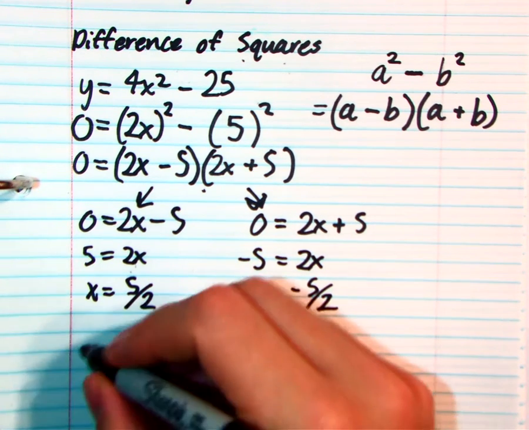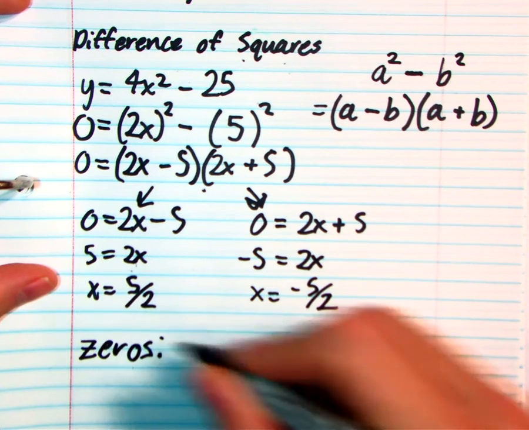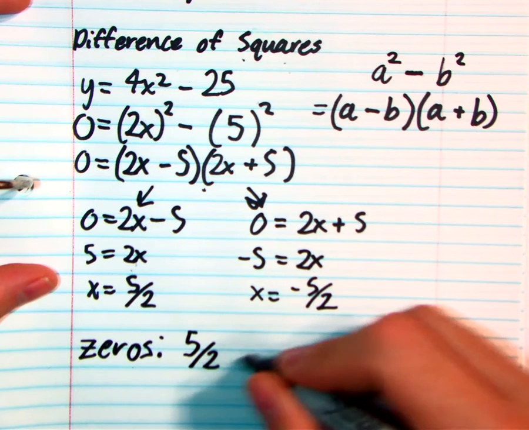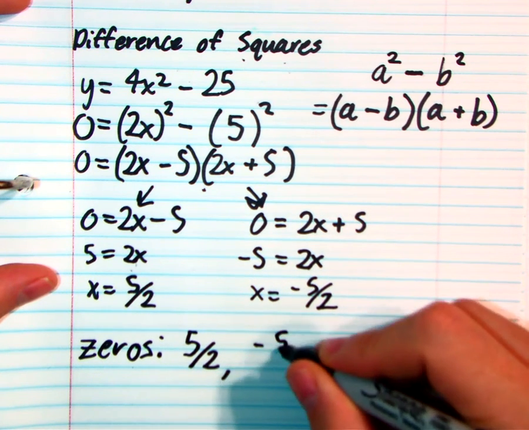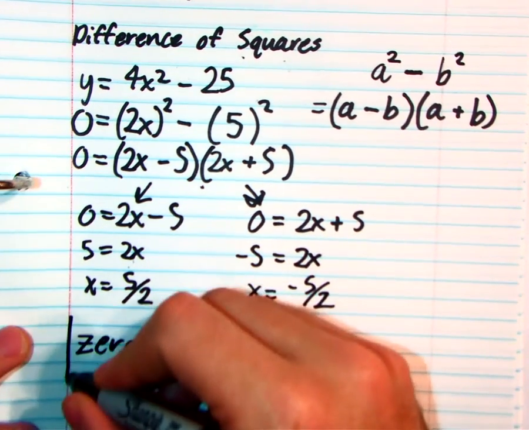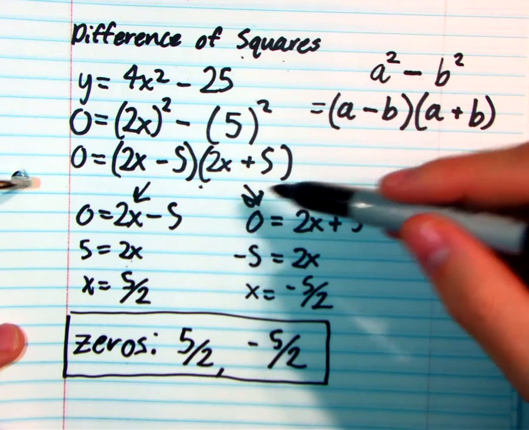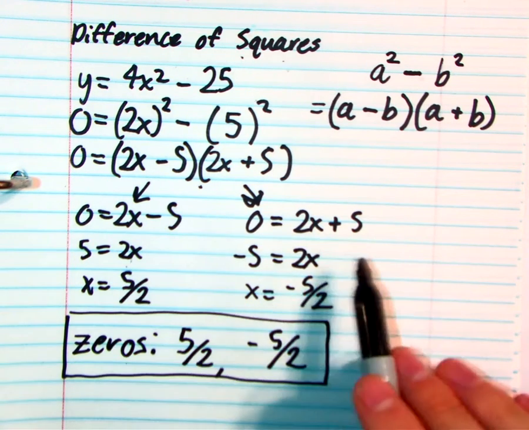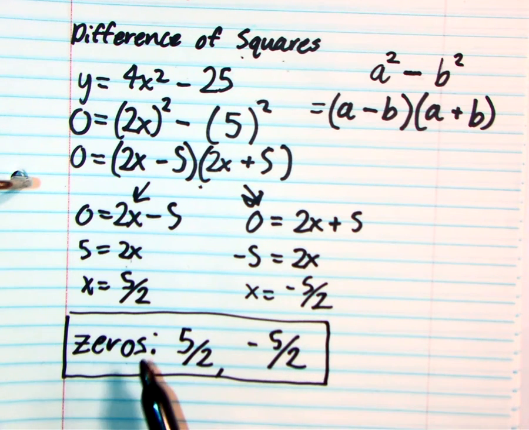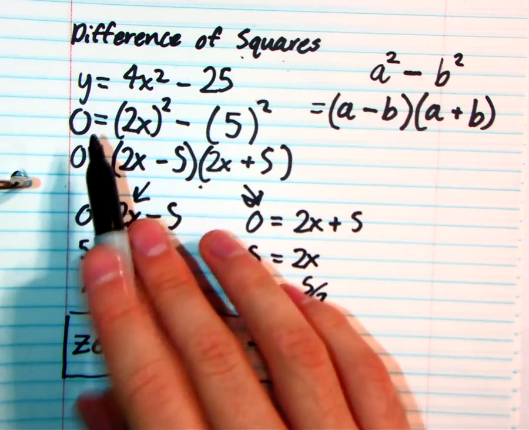So the zeros of this polynomial are working out to be 5 halves and negative 5 halves. So there's my answer. All I had to do was factor, and then set each factor equal to 0, and then solve for x. And I found my x values that make y equal to 0.